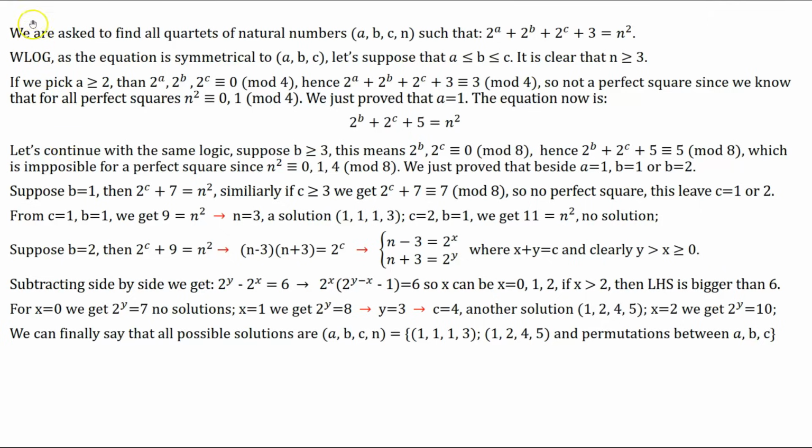Now let's make good use of what we have. Let's suppose that b is equal to 1. This would mean that in this equation over here we will get that 2 to the power c plus 7 is equal to n squared.